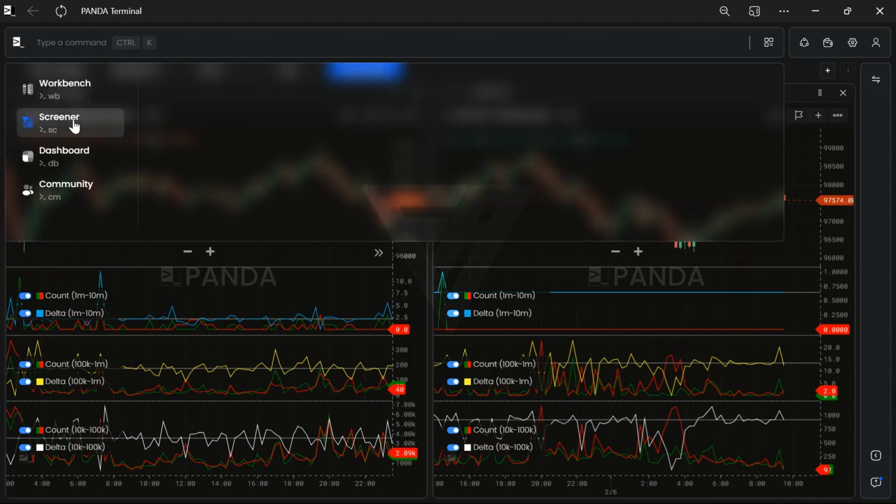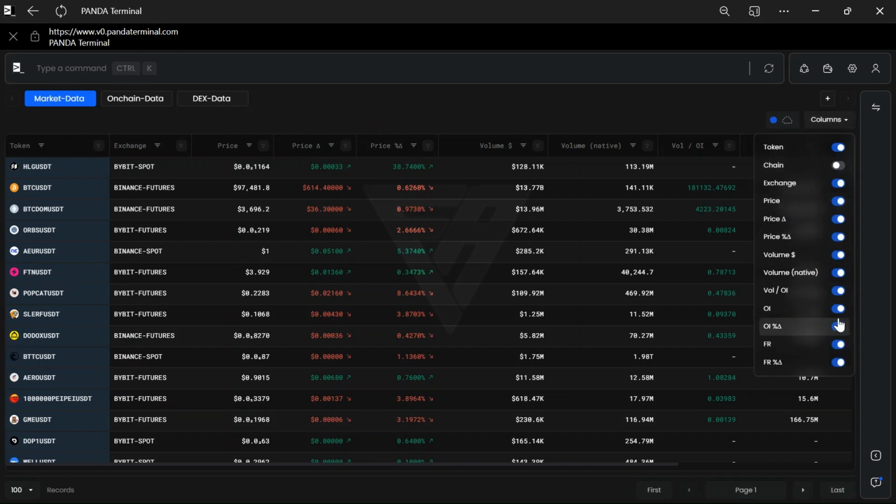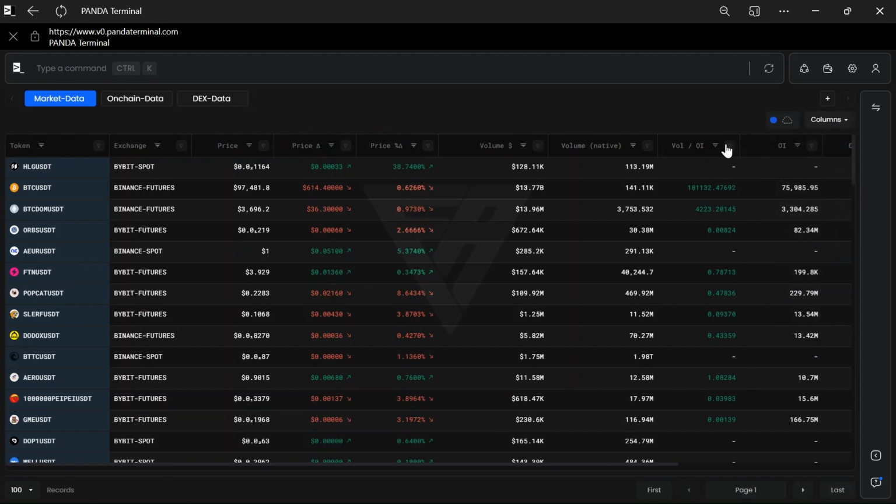Let's move to the next section. It's about screeners. We have 3 pre-built templates for screeners here. In the screener, you can add different columns for different factors. Then you can filter coins among these factors. You can also search your coins here.